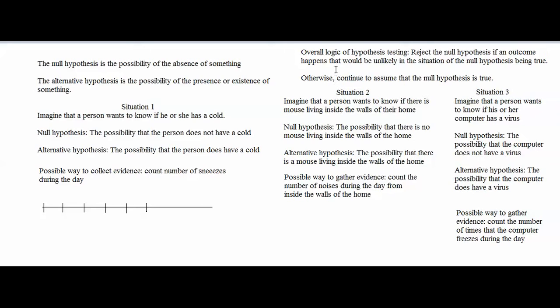So that's why if I do hear 10 noises, I reject the null hypothesis, because I've observed an outcome that would be unlikely to happen in the situation of the null hypothesis being true. Now, if I don't hear a large number of noises during the day, then in that case, I just continue to assume that the null hypothesis is true because I don't have enough evidence against the null hypothesis.